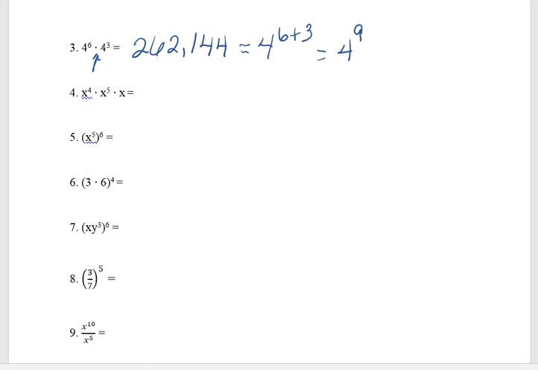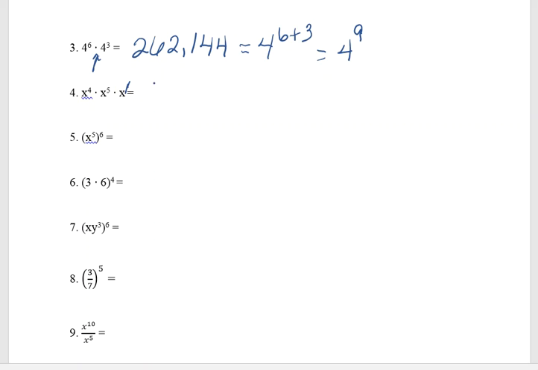So with numbers, you could do it this way. It really doesn't take that much longer. But to get into the practice of working with the exponents, we're going to do the 6 plus 3 and get 9. And we can just prove that we get the same answer. Now on the next one, we have three things that we're multiplying. It doesn't matter. They're all base x. Remember, if nothing is occurring, that is an invisible 1 there.